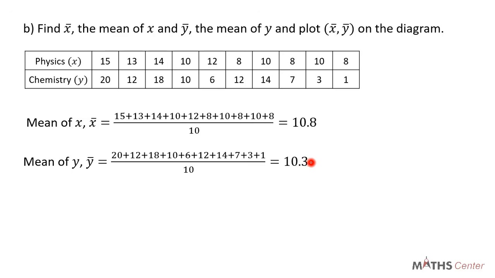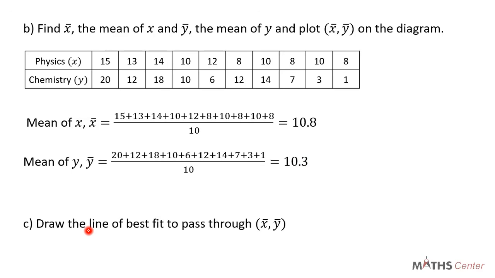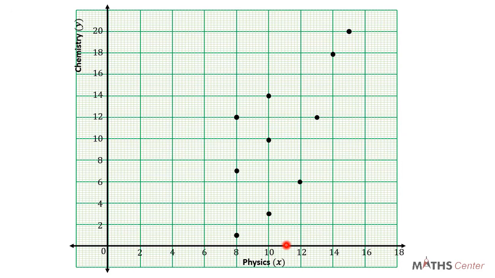We will plot this on the scatter diagram and then after that we will draw the line of best fit through it. Let's plot it. 10.8 on the x-axis and 10.3 on the y-axis will be here. So there's the point 10.8, 10.3. Now we will draw the line of best fit through this point. Remember the conditions. It should pass through as many points as possible and the number of points above it and the number of points below it should be the same.